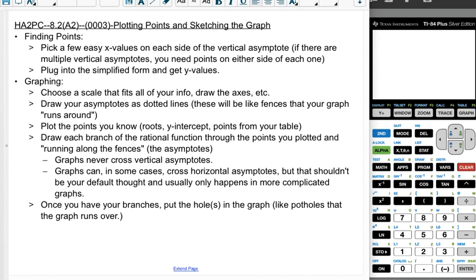That shouldn't be your default setting. It shouldn't be where you're thinking first. It only happens in more complicated graphs. And then once you have all your graph drawn and your branches drawn, you want to put the holes in the graph, sort of like potholes that the graph runs over. So let's walk through this in a couple of examples.